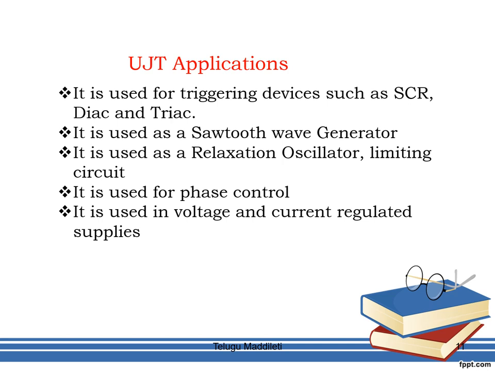Whereas TRIAC stands for triode for alternating current. So TRIAC is a three terminal bidirectional semiconductor switching device which can control AC in a load. These are widely used in power control and switching applications. It is also used as a sawtooth wave generator. It is used as a relaxation oscillator. It is used as a limiting circuit. It is used for phase control. It is used in voltage and current regulated supplies.